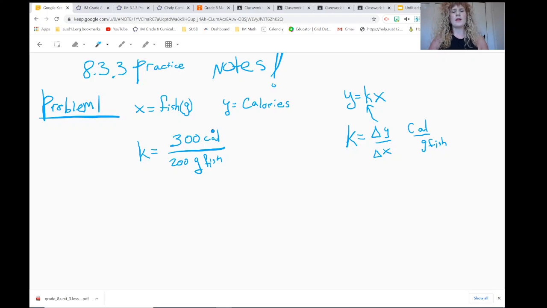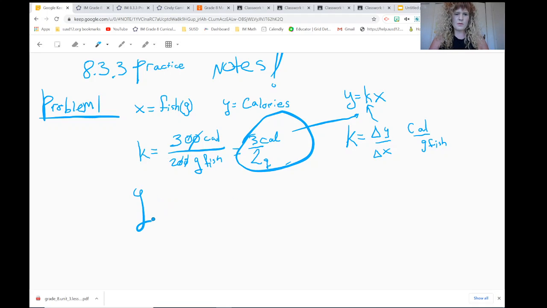Okay, that is a rate, but we probably don't want to use it in this form. We need to reduce this fraction. So you can just divide off these zeros, and this fraction reduces to 3 over 2. So that's our rate. Every 2 grams of fish has 3 calories. And now pop that rate into our equation. And you get the answer, y equals 3 over 2x.